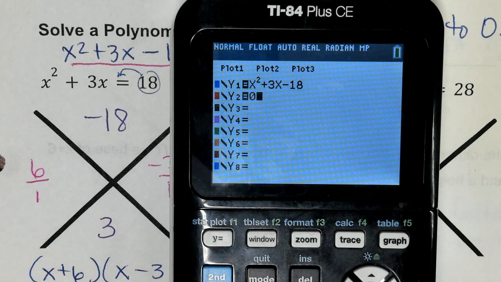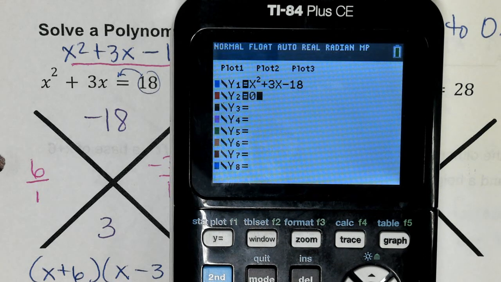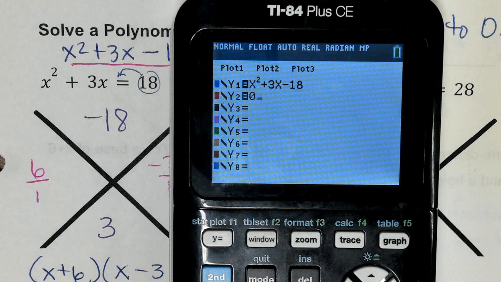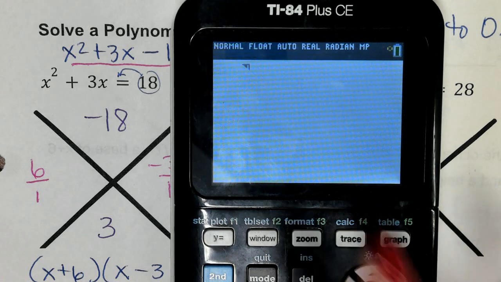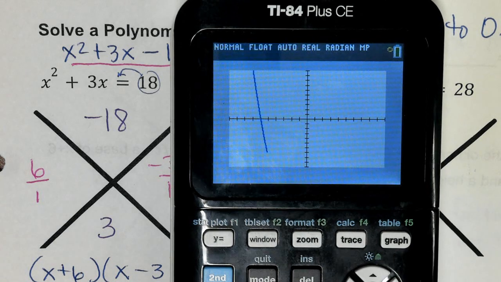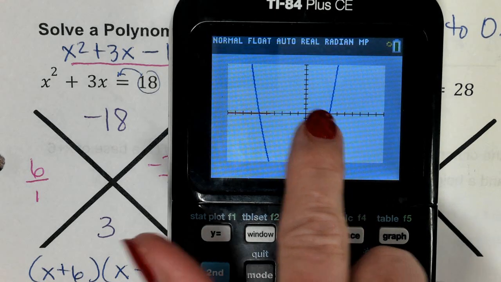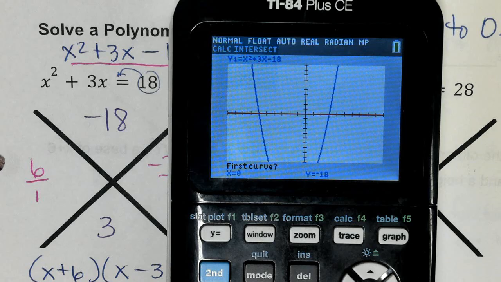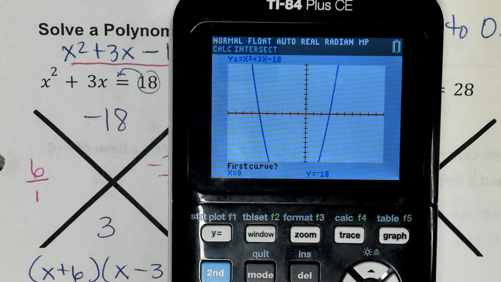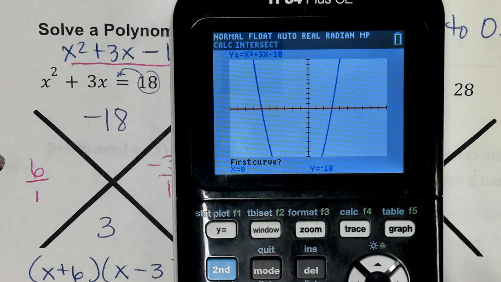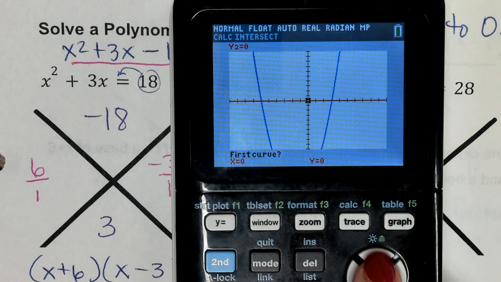To find where they intersect, you just hit second trace, option 5. Do not touch it while it's graphing. Now, you need to make sure you can see where they're touching or it's not going to find it for you, right? How many answers are there? 2. So you can't just hit enter, enter, enter. You need to move the arrow. So just push the arrow button until it pops up.